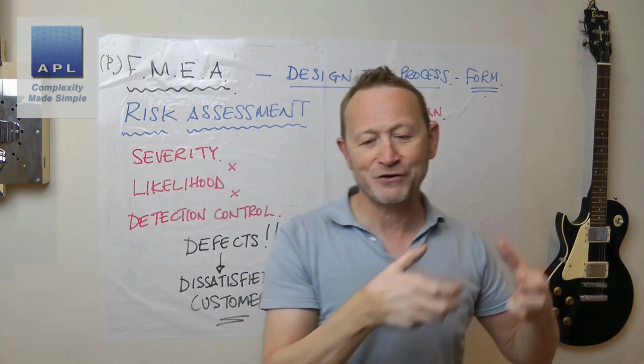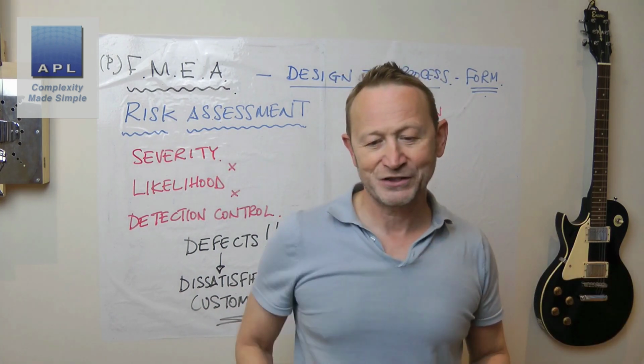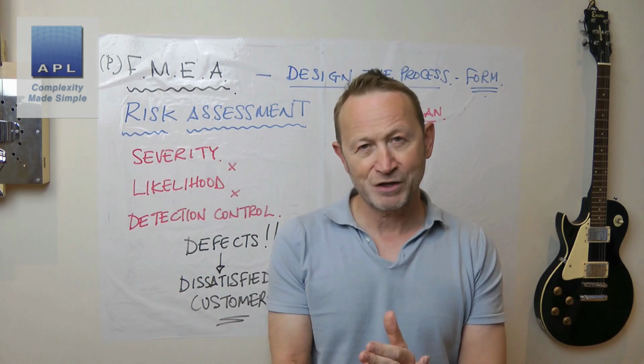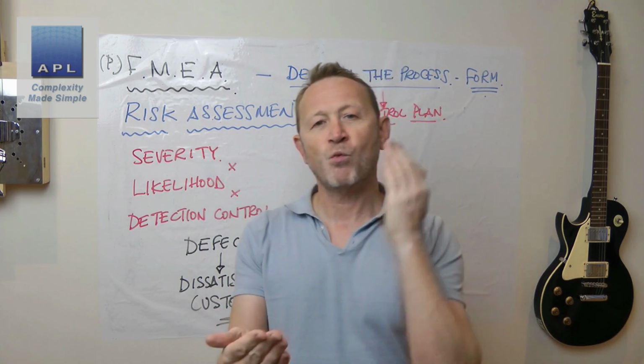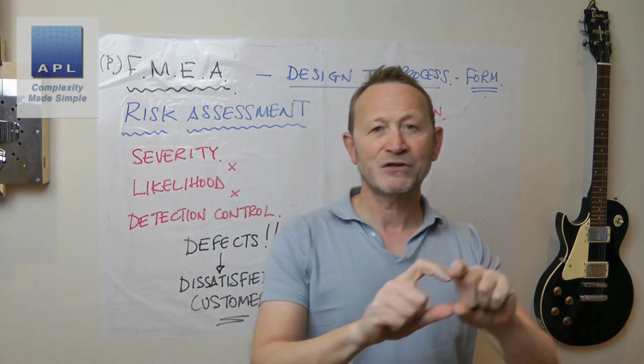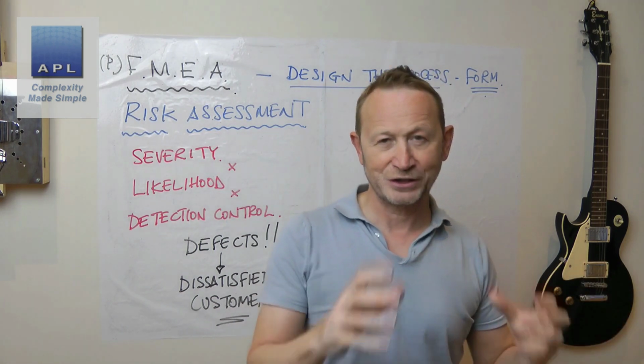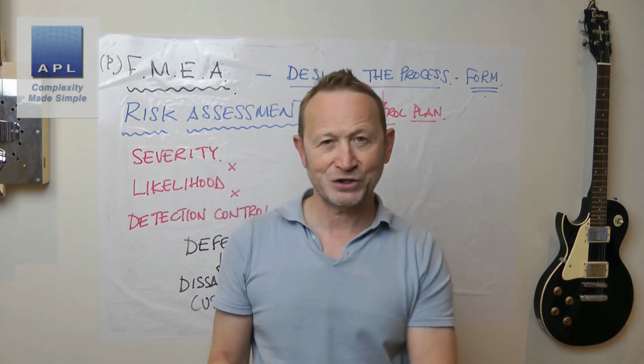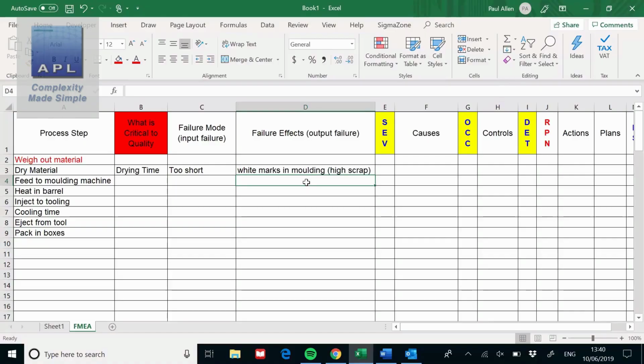You put the failure effect in the input box. No. Drying time is critical to quality. What could go wrong with drying time? The drying time is too short. What effect will that have on the process? A high defect rate due to white marks in the molding. That is the proper way to do it.